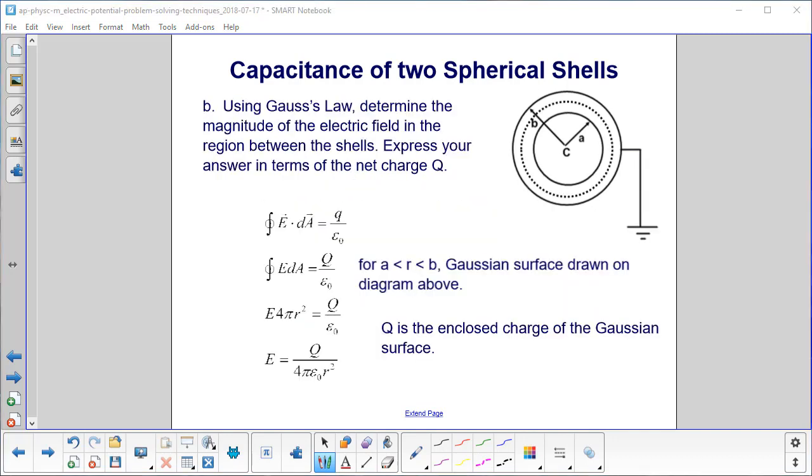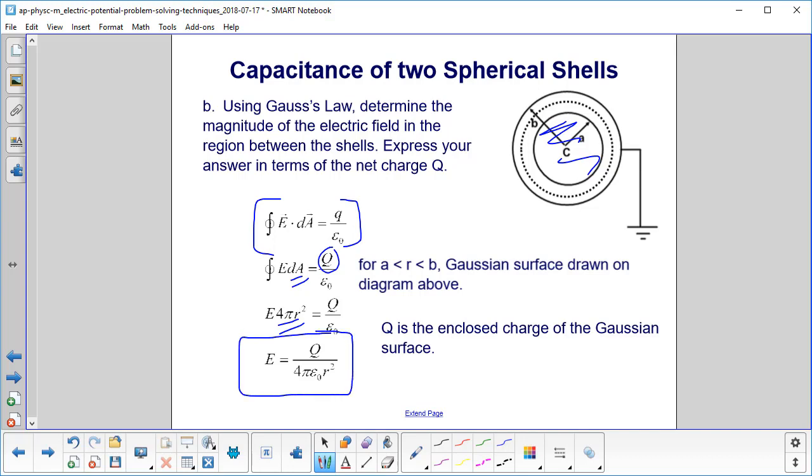Using Gauss's law, determine the magnitude of the electric field in the region between the shells. Express your answer in terms of the net charge Q. Here's Gauss's law. The enclosed charge is a capital Q. That's the charge on this inner spherical shell. And then we know that the electric field is perpendicular to the area vector at all points on that Gaussian surface. So E dot dA becomes E dA. E is constant everywhere on that shell, so we bring that outside the integral. Then we integrate over the surface area, and we get the surface area of a sphere, which is 4 pi r squared. And here is our electric field between the two shells.